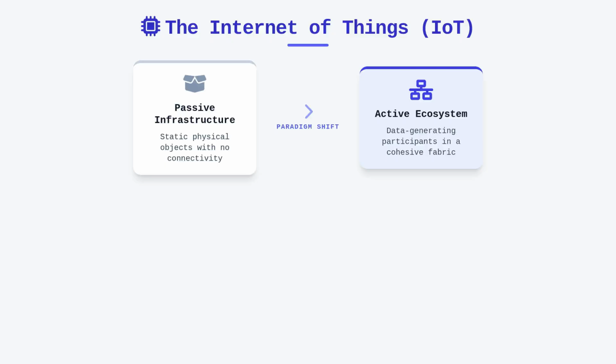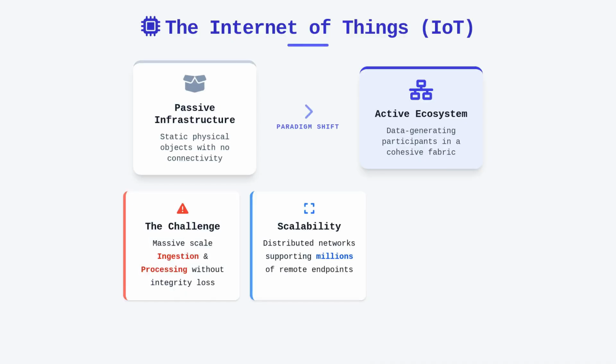When we talk about these systems on a platform like IBM Cloud, we are rarely discussing just a single device sending a signal. Instead, we are looking at distributed sensor networks that must scale to support potentially millions of remote endpoints simultaneously. The primary technical challenge here is not just connectivity, but the reliable ingestion and processing of telemetry data at a massive scale without compromising system performance or data integrity.